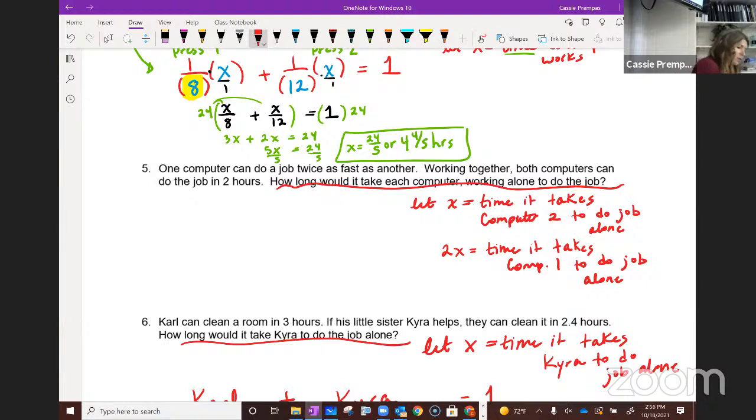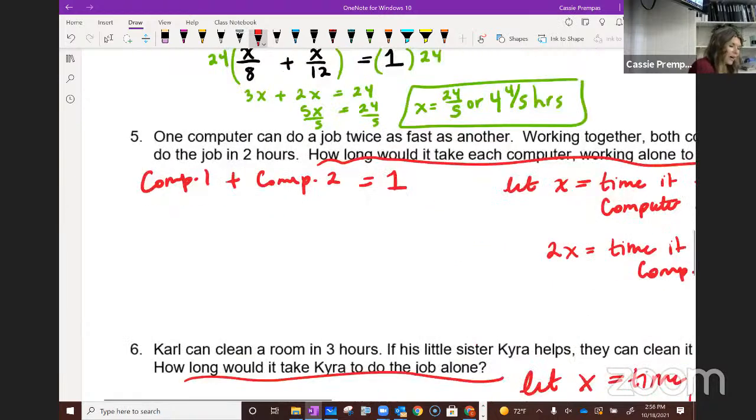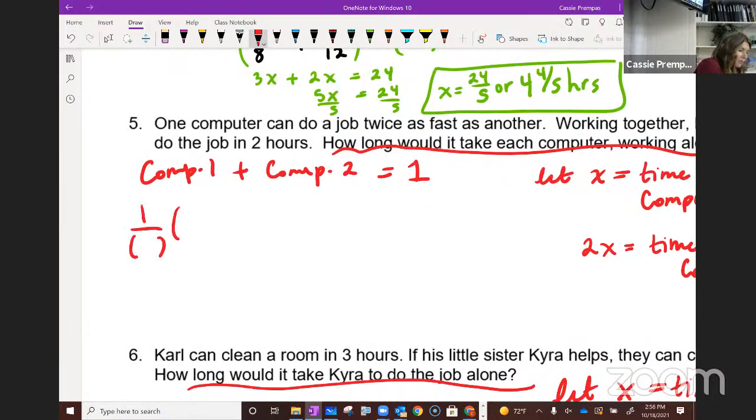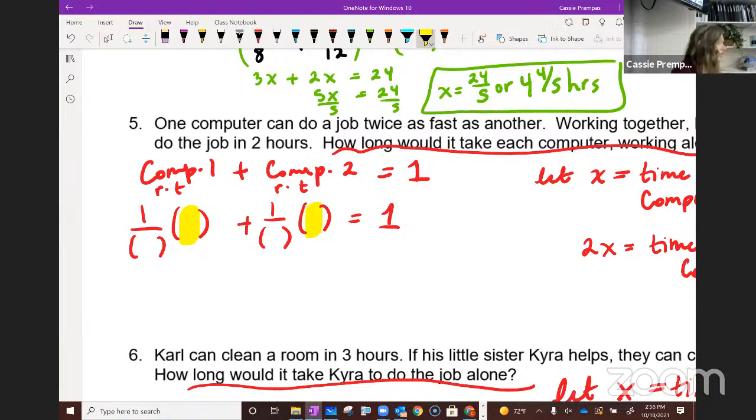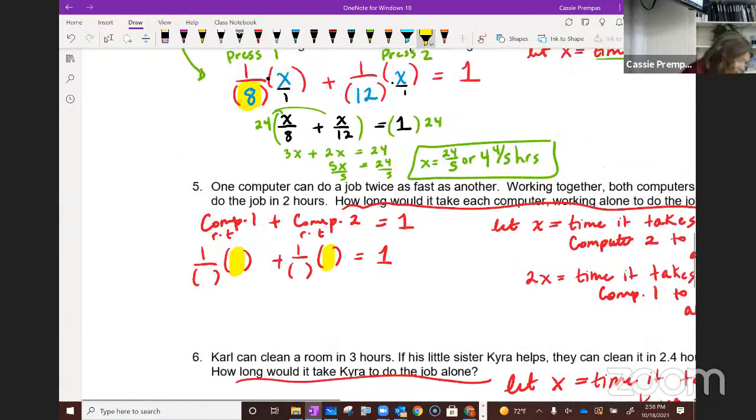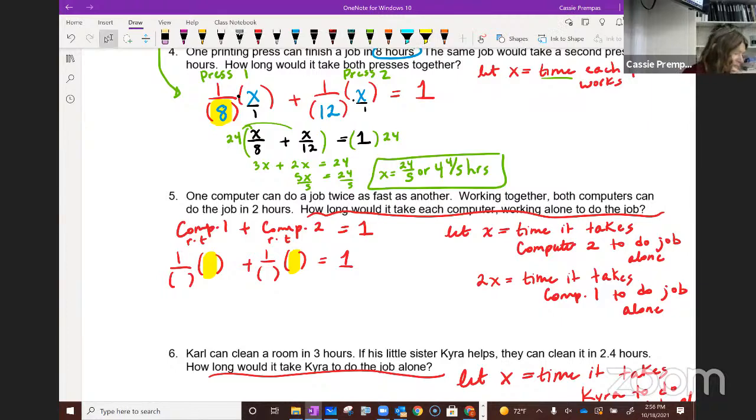Now, let's set up our equation. We're looking at computer 1 plus computer 2 working together to equal the one job. You guys know what I like to do. I just do 1 over parentheses times parentheses plus 1 over parentheses times parentheses is equal to 1. Then I go back in and say, what pieces do I have to fill out? This is rate times time. This is rate times time. Do I know the time that each computer works? Let's see. We have to kind of refocus because that was a big announcement.